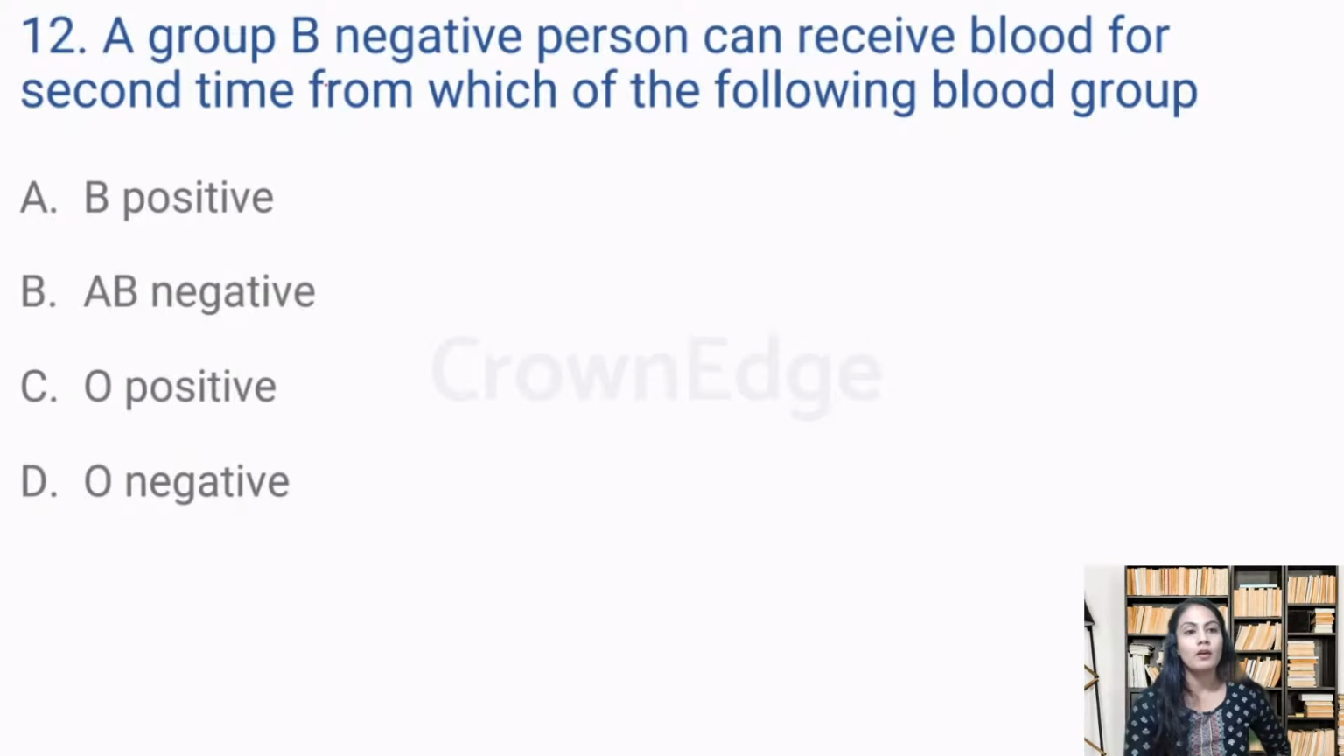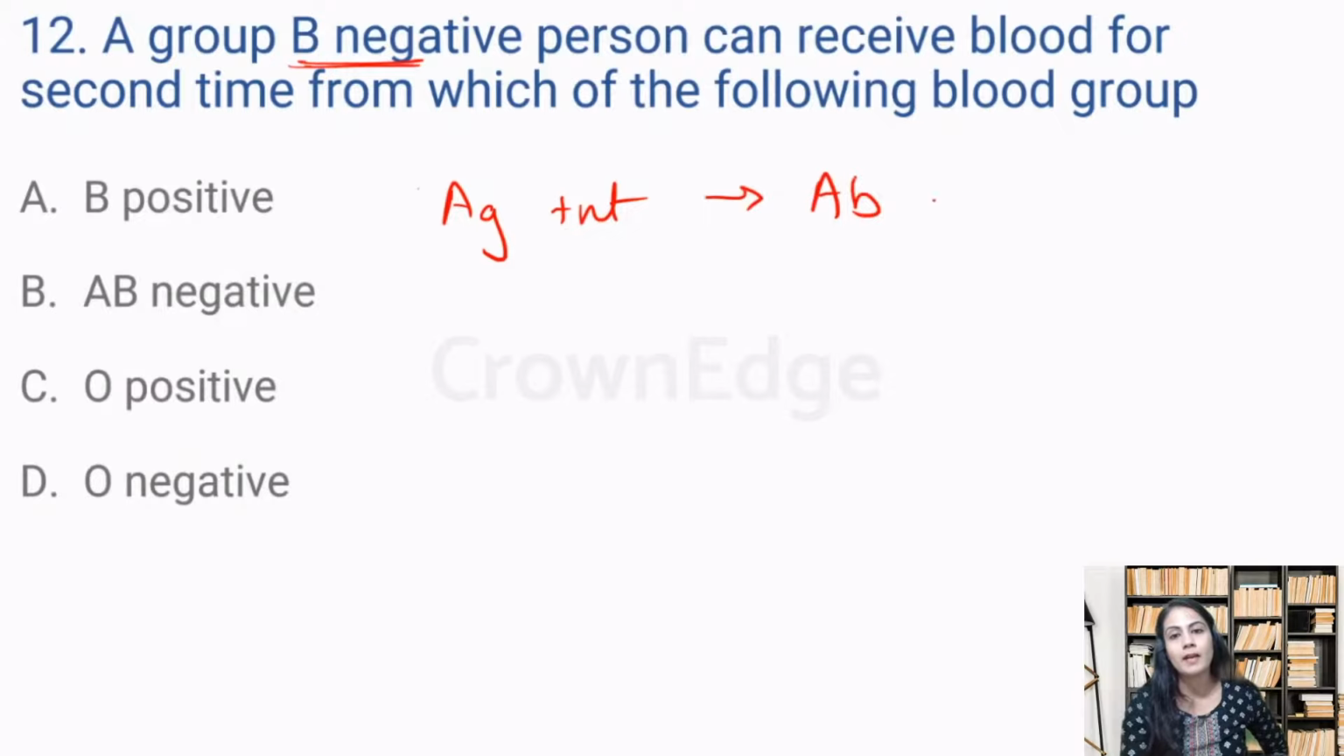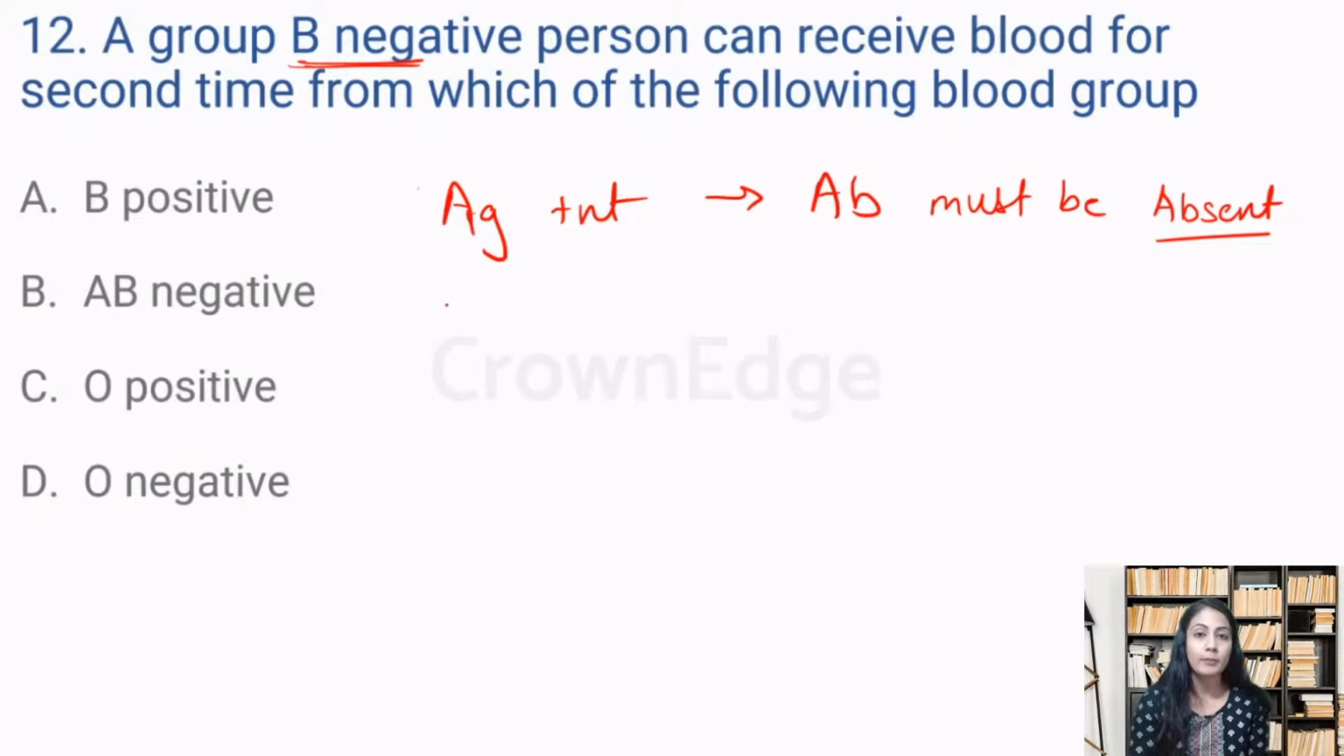A person with blood group B negative can receive blood from which groups? So remember, there is Landsteiner's law. What does Landsteiner's law suggest? If the antigen is present, the antibody must be absent. Otherwise, the antigen-antibody reaction will happen. We do not want that in the body, right? And these antigens are present on the RBCs. So if the antigen is present and antibodies are also present, they're going to destroy our RBCs, which we do not want. So if the antigen is present, the antibody must be absent, and vice versa.